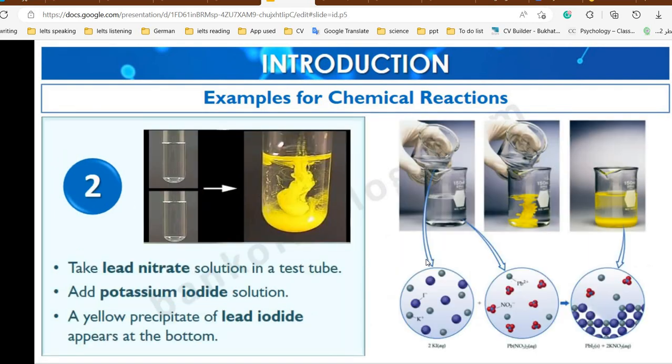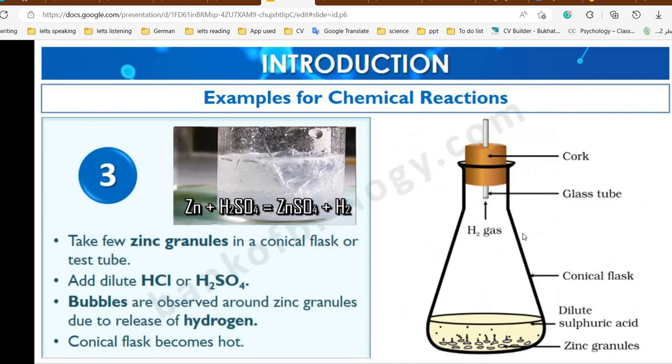Example of a chemical reaction: take a lead nitrate solution and add potassium iodide solution. A yellow precipitate of lead iodide will be formed at the bottom. So again, the reaction between lead nitrate and potassium iodide forms lead iodide.